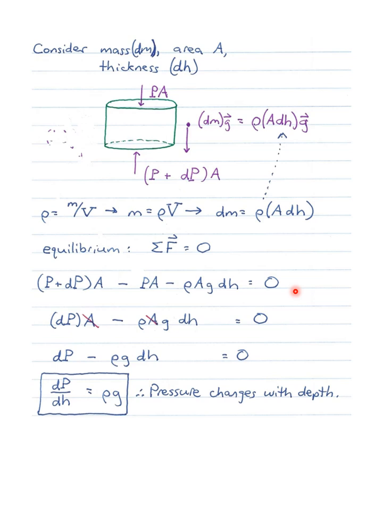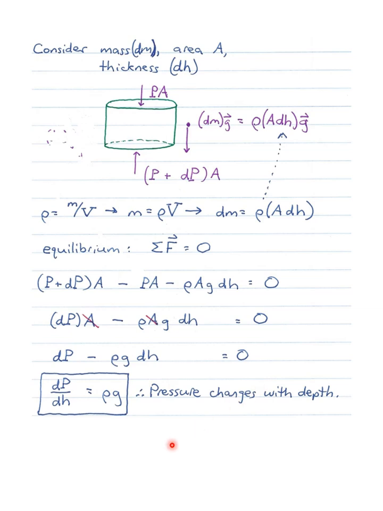You can see that the area doesn't matter. We have (P plus dP)A minus PA, and that just becomes dP A minus rho A g dH. And here I've just crossed through the A, but understand that mathematically I've factored out A and divided the entire equation by A. And we're left with dP, which is the additional little bit of pressure that's on the bottom of the fluid, minus rho g times dH equals 0.